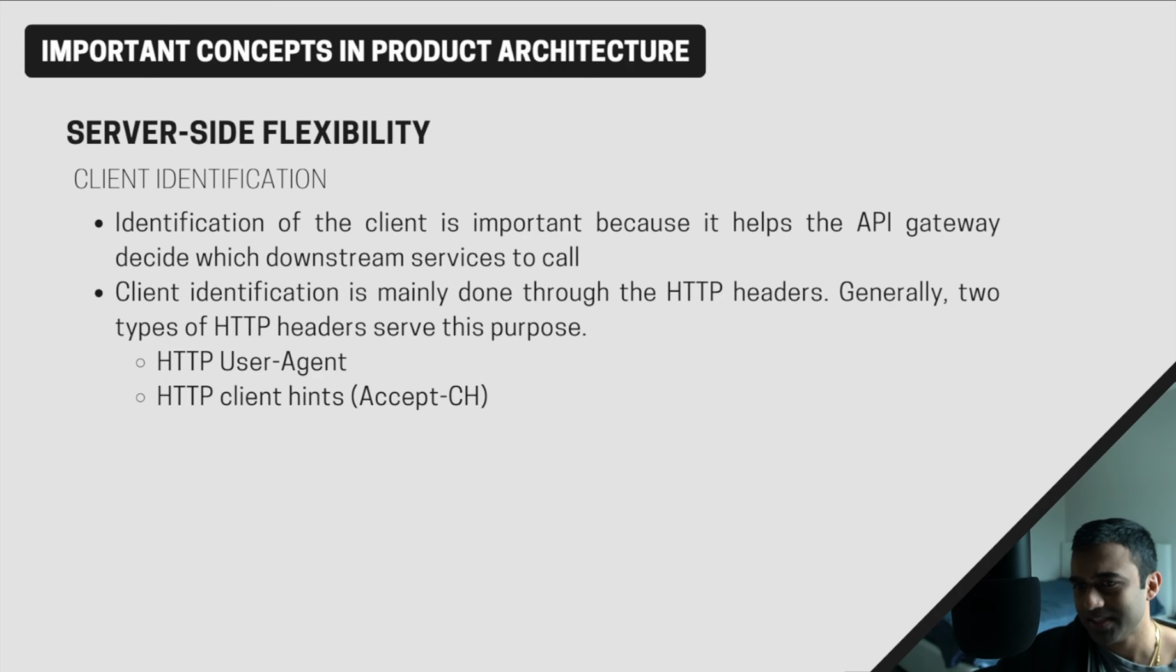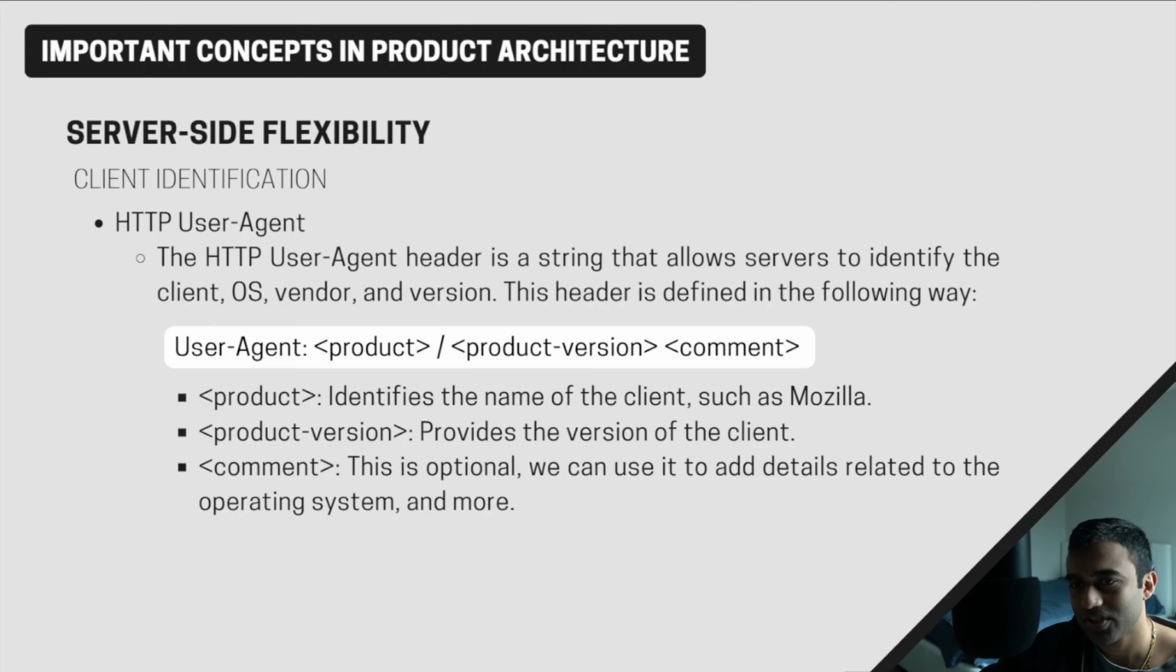Generally, 2 types of HTTP headers serve this purpose: HTTP user agent and HTTP client hints. The HTTP user agent header is a string that allows servers to identify the client OS vendor and version. This header is defined in the following way. We have the user agent key, and then you have the product, version, and comment. The product identifies the name of the client, such as Mozilla. The product version provides the version of the client, and the comment is optional. We can use it to add details related to the operating system and more.